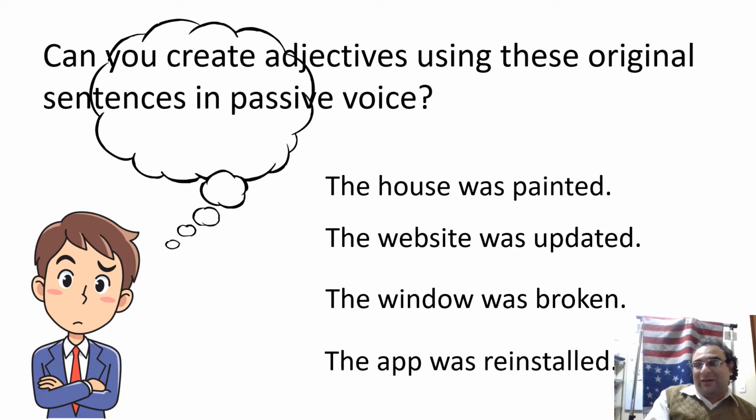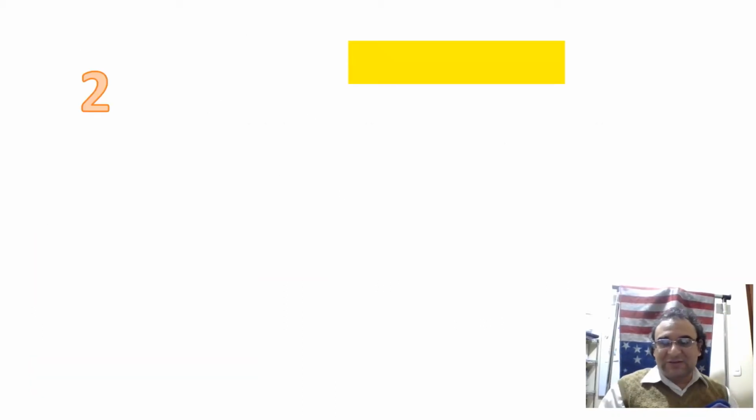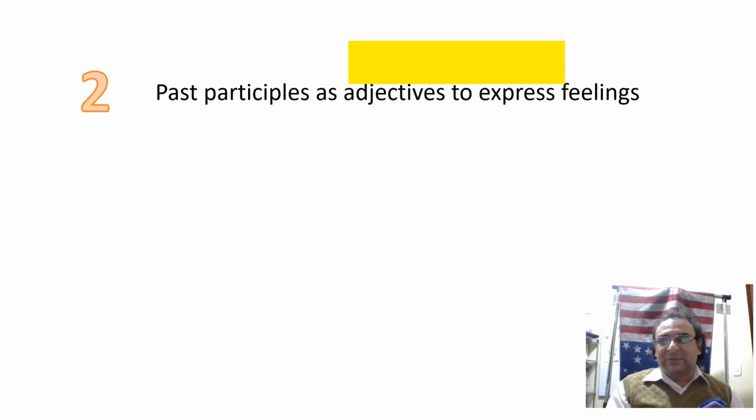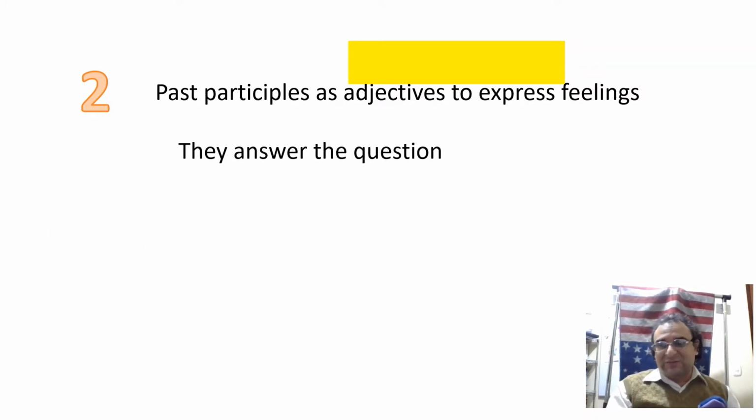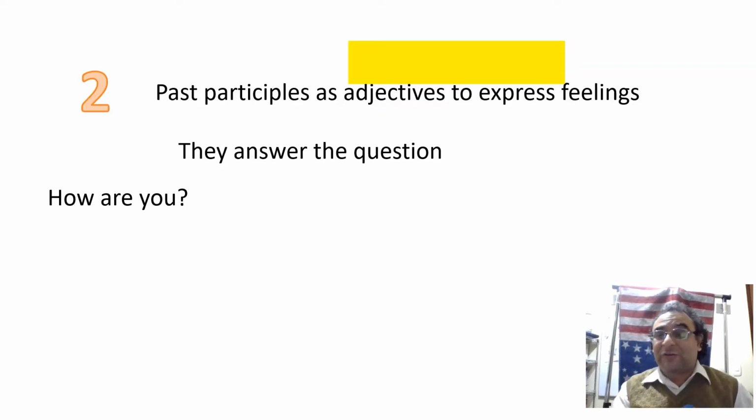Okay, if you paused the video and you created your adjectives and then created your sentences, we can continue with the second part, because remember that I told you that there are two situations in which we will use past participles as adjectives. So let's go to the second one. Okay, so the second one is we use past participles as adjectives to express feelings. So when I talk about feelings, what is the question that comes to your mind? Okay, of course the question is, how are you? How is she? How are you doing? Right? Or how do you feel?